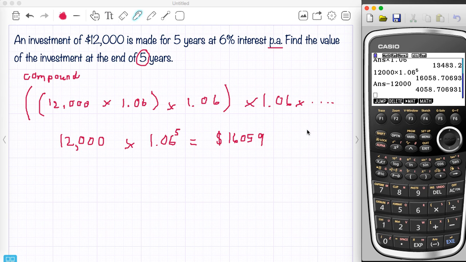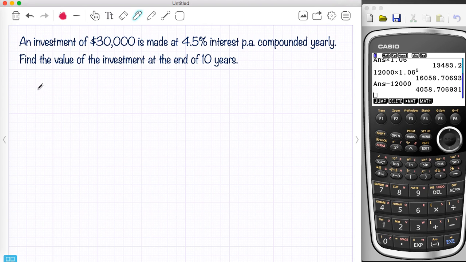Now we're going to do another one, but we're going to cut straight in to get the answer. So we're going to have the 30,000, 4.5% interest per annum. So 4.5%, to add that on is 1.045, and it's invested for 10 years. So it's simply to the power of 10.